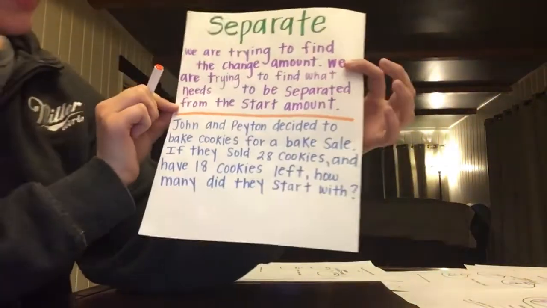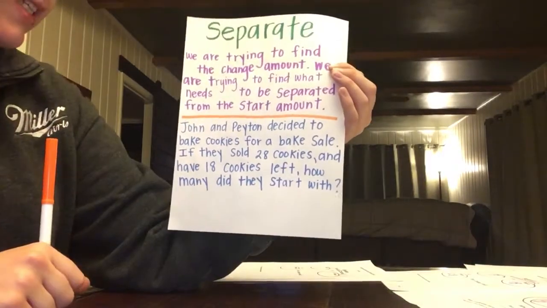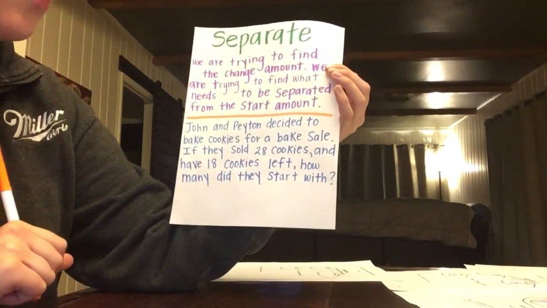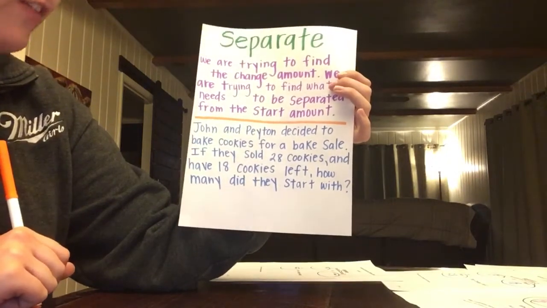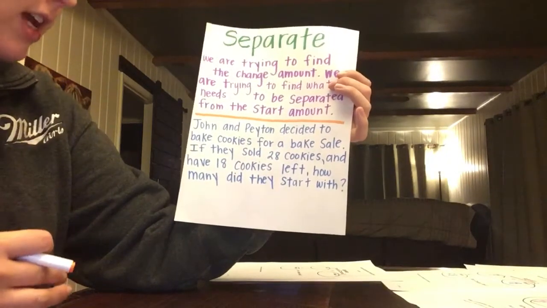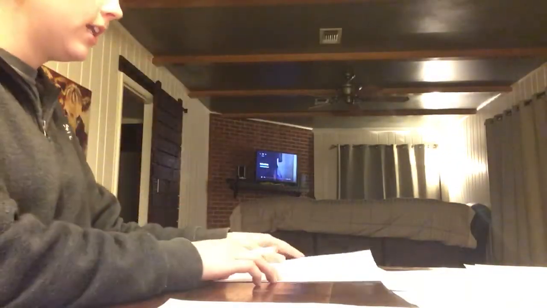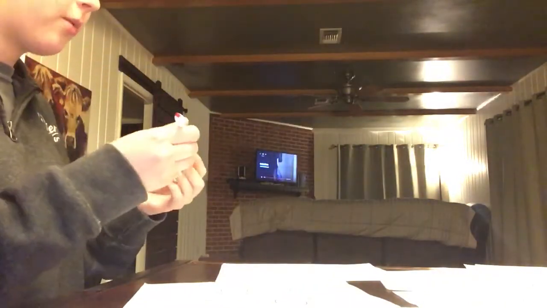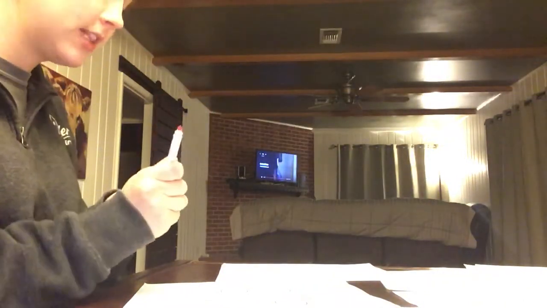Our problem is John and Peyton decide to bake cookies for a bake sale. If they sold 28 cookies and have 18 cookies left, how many did they start with? So on here, I'm going to go ahead and show you for the start, what we want to do is fill in. We don't know what they started with. That's what we want to try and figure out.